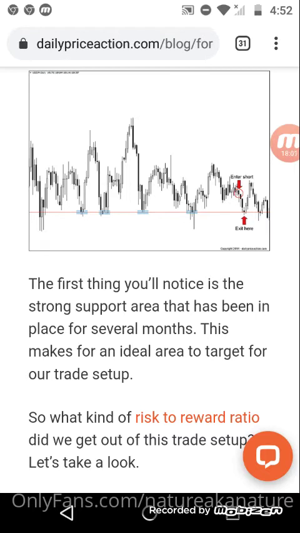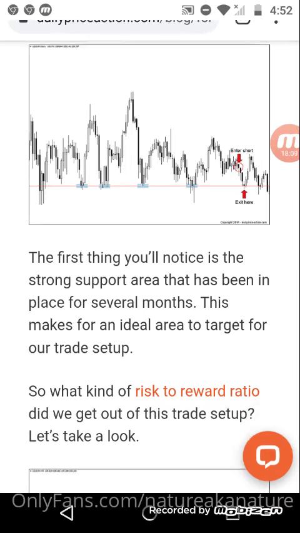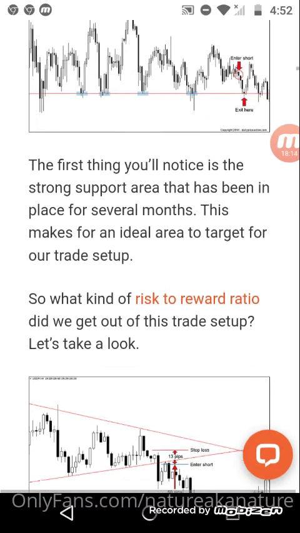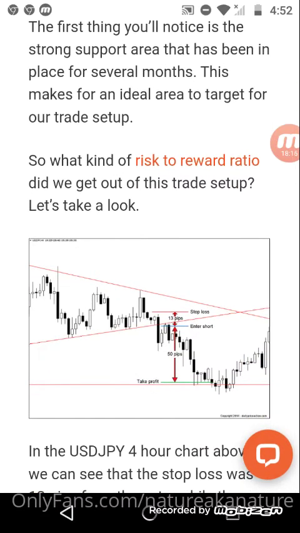So what kind of risk to reward ratio did we get out of this trade setup? Let's take a look. Your stop loss is above the breakout candle. The breakout candle is right here. Put your stop loss above the breakout candle. Here's an example: they put 13 pips. I usually say 20 pips. Some people might say 50 pips for your stop loss after it makes the breakout candle. You enter once it makes the breakout candle. Boom, it hits your take profit for 50 pips. You make a quick 50 pip take profit. Boom, you exit out of the trade.